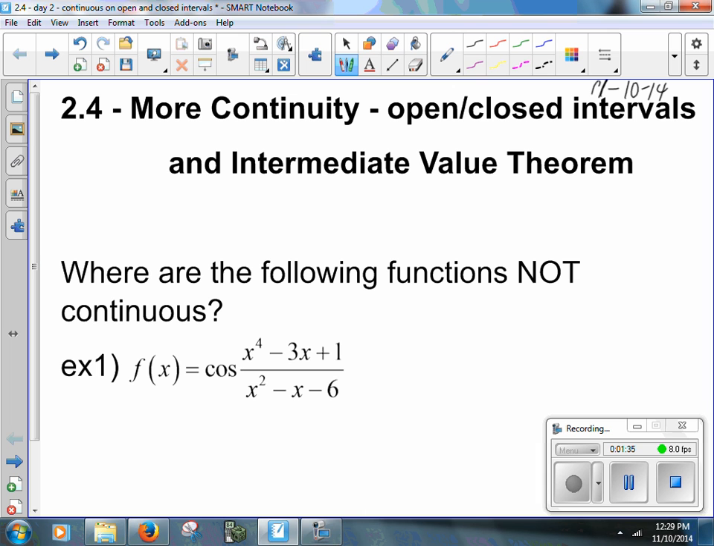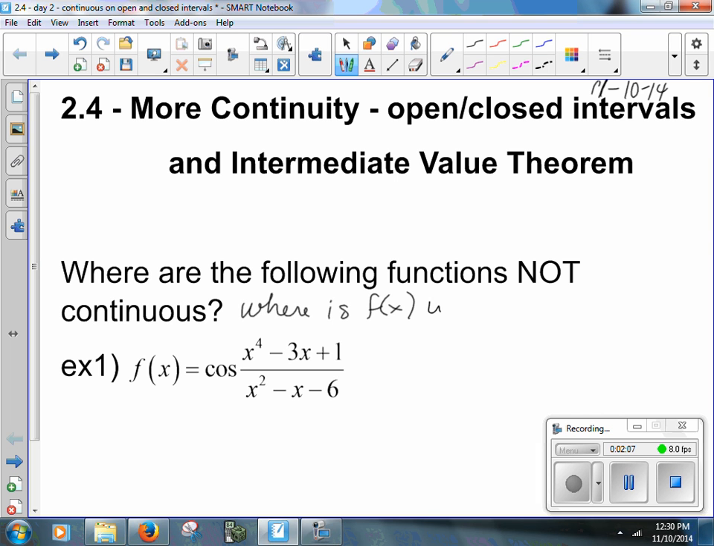Where are these functions not continuous? What's the big picture? What is this really asking for? Where are the following functions not continuous? If a function is not continuous, then it has to be what? It has to be undefined.